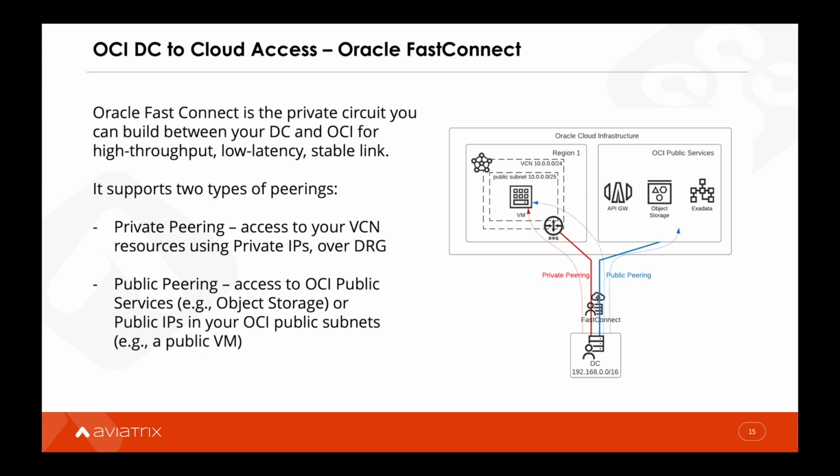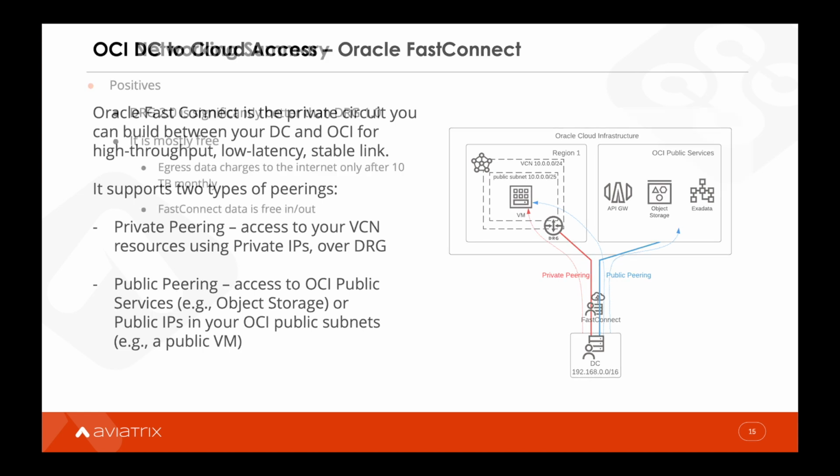And also with public peering, you can access your own resources in your VCNs, assuming that they use public IPs. And obviously the link by default has good stability, low latency, and the throughput can be quite high depending on your needs. You can control it quite granularly.